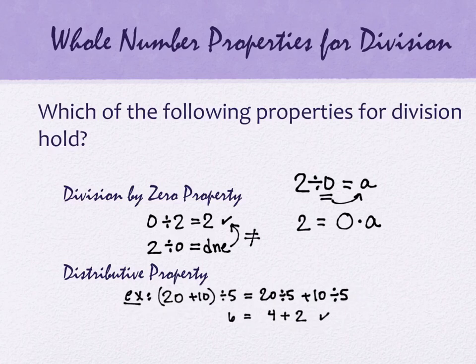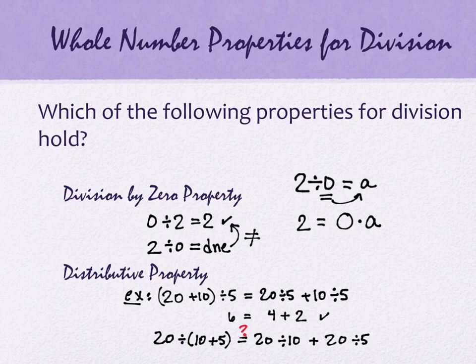It's when we flip things, right? So let's do it with 20 at the beginning, and we're going to divide by 10 plus 5. And the question is, does it equal 20 divided by 10 plus 20 divided by 5?